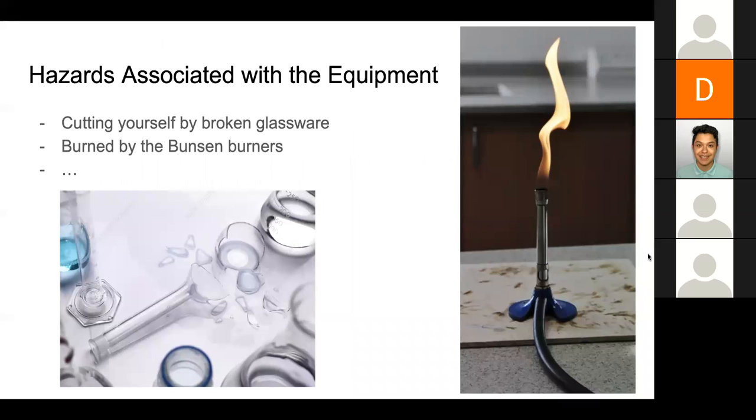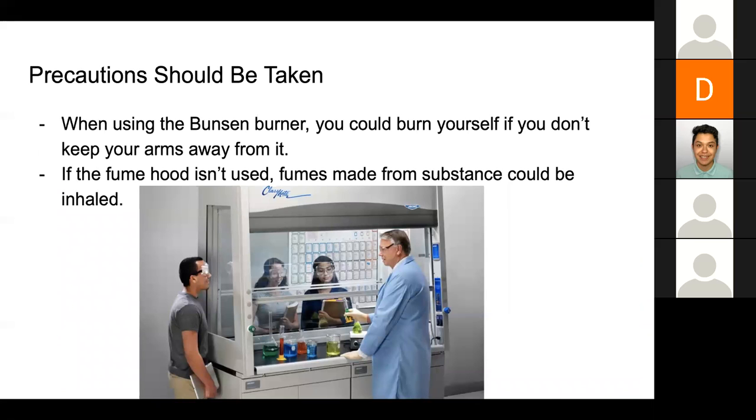Thank you for that. Hazards associated with the equipment: first is cutting yourself on broken glassware, and second is getting burned by the Bunsen burners. If you are injured by those things, you should tell your TA immediately. Next slide, please. The precaution you can take before the lab is that when you're using a Bunsen burner, you could burn yourself if you don't keep your arms away from it. And if the fume hood isn't used, fumes made from a substance could be inhaled. You should be careful about that.